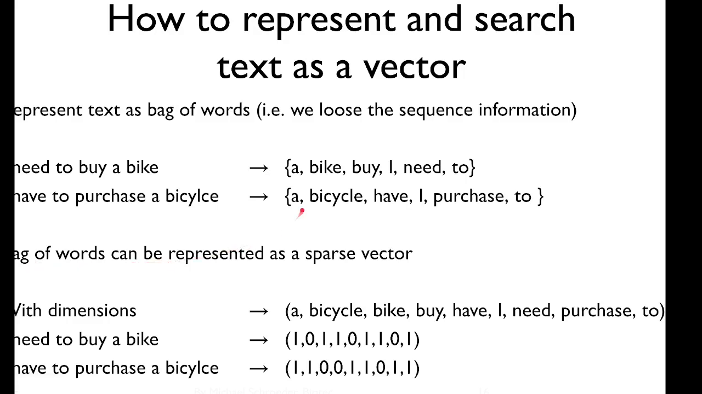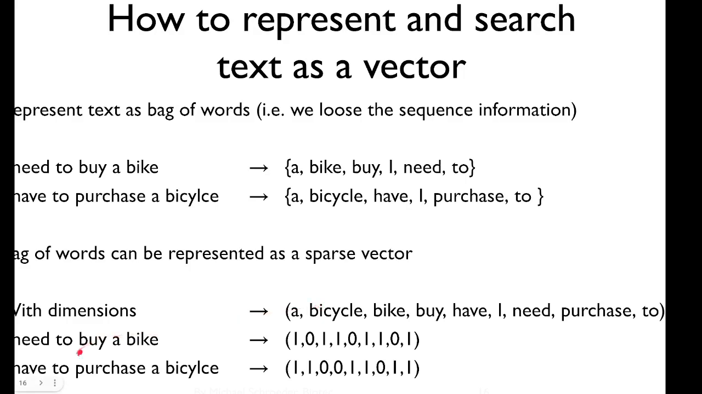Once we have represented a string as a set of words, we can make the next step and represent it as a vector, and that's fairly easy because we take the total vocabulary, that means we must really consider all of the messages, and we represent that as dimensions in a high dimensional vector. So we have now a bicycle, bike, buy, have, I, need, purchase, to. So 2, 4, 6, 8, 9 dimensions.